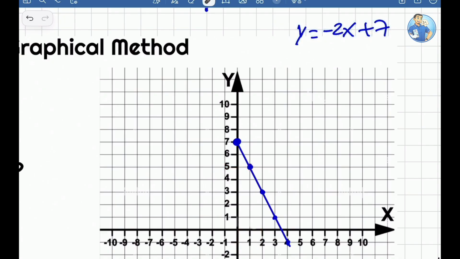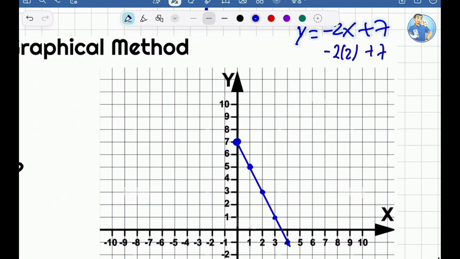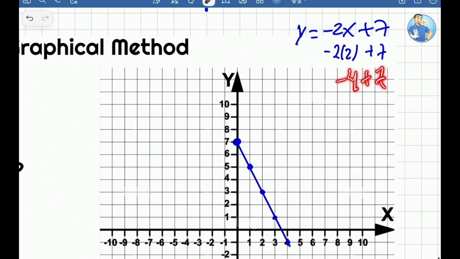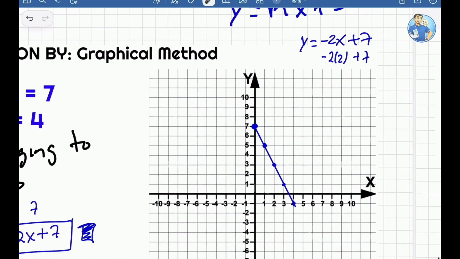We can do this again with the number 2. What happens when x is 2? Minus 2 times 2 is minus 4, plus 7. This is a positive 3. So when x equals 2, y equals 3, and that is the reason we have this point. So we have two ways to find these points and then join them, and we have the line.